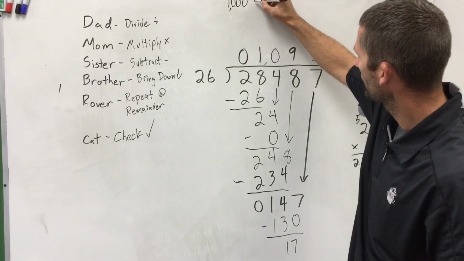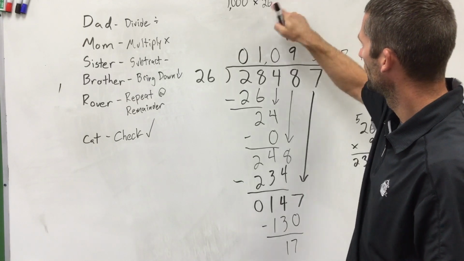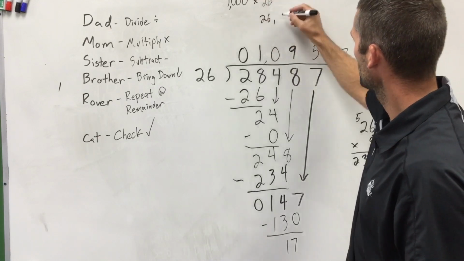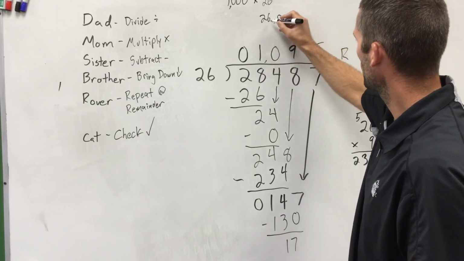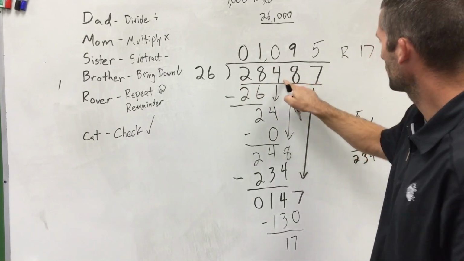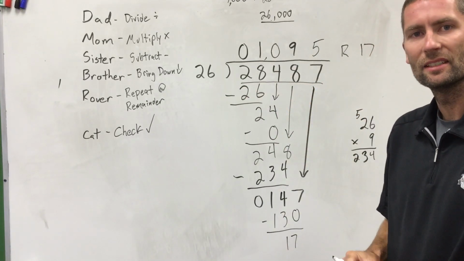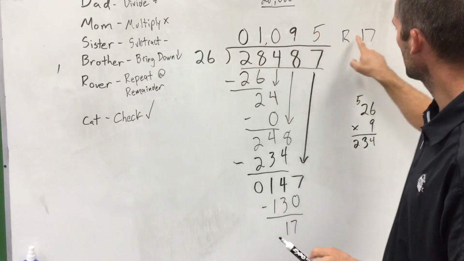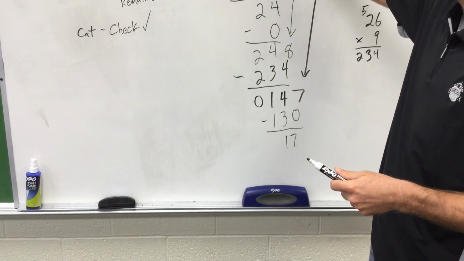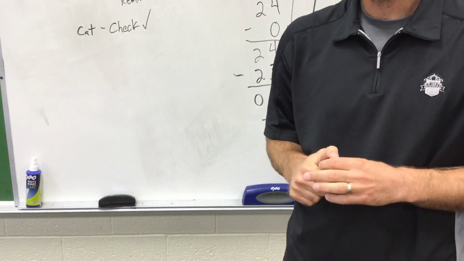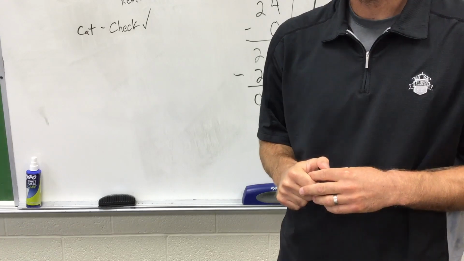And I can do 1,000 times 26. 26 times 1 is 26, with 3 zeros, 26,000. 26,000 should be close to 28,487. It is. There's my estimating check. I could have multiplied these and added this to find the exact, but I feel pretty confident that my answer is 1,095, remainder 17. That's how long division works.